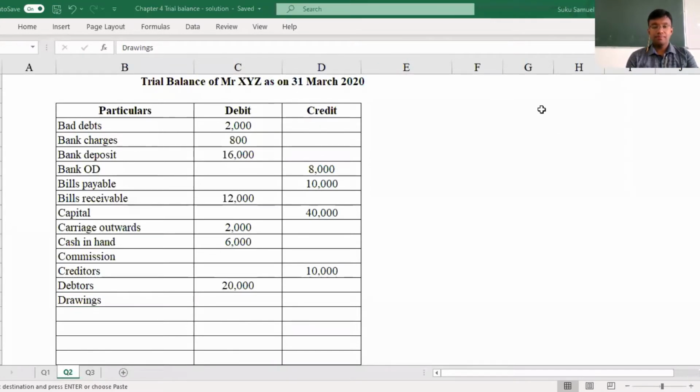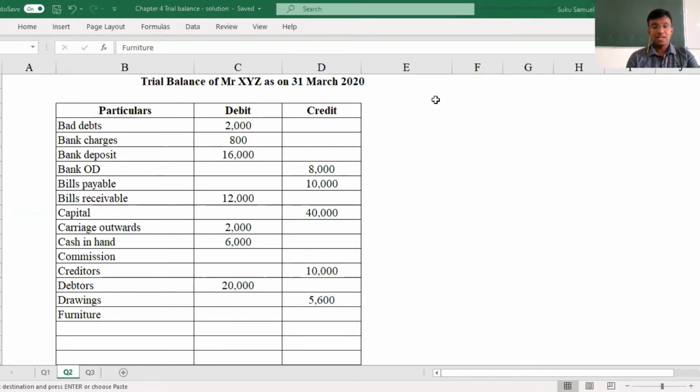Drawings refers to the money taken by the proprietor for his personal use. In other words, drawing is the money that the proprietor has to pay the business back. Since it has to be paid back to the business, it is an asset for the business. Why? Because the business will get that money back.